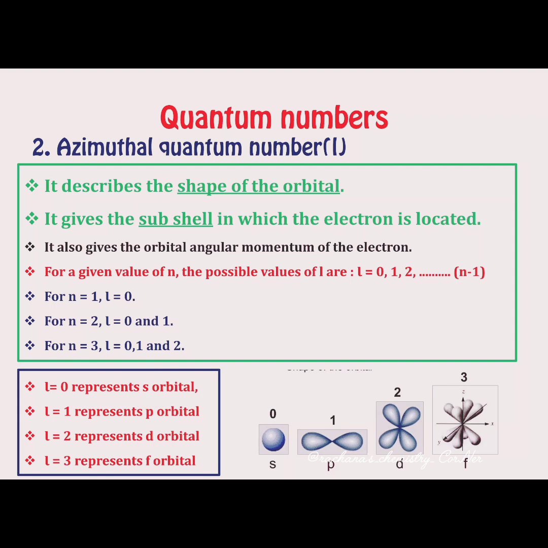For n is equal to 2, it contains 2 subshells, that is 2s and 2p. For n is equal to 3, it contains 3 subshells, that is 3s, 3p and 3d. For n is equal to 4, it contains 4 subshells, that is 4s, 4p, 4d and 4f. So the values of the angular momentum quantum number will range between 0 to n minus 1.